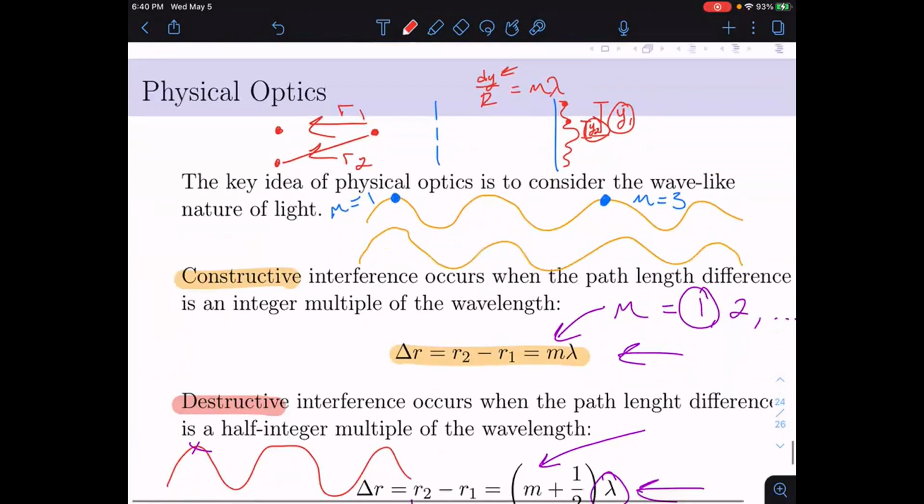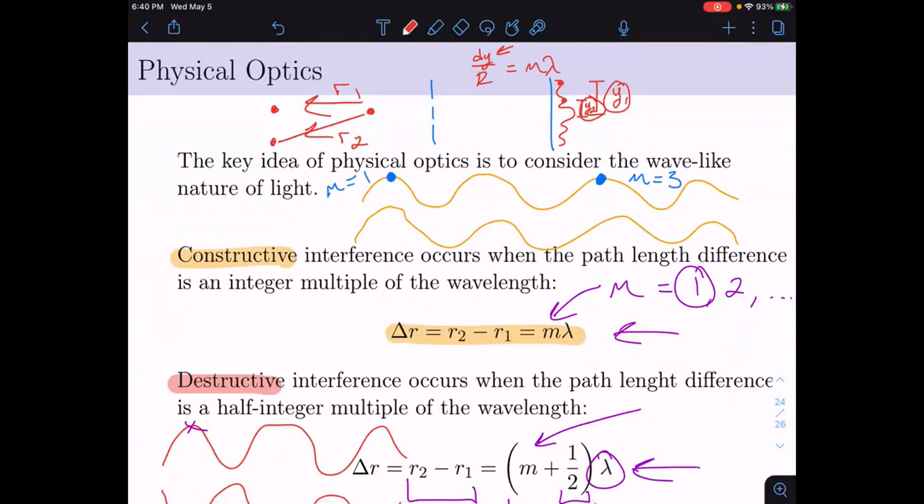Does that make sense? That's a very good question. I honestly was not expecting a question about path length difference, but it's a good question. Does that make sense? Cool, awesome, good job, guys.